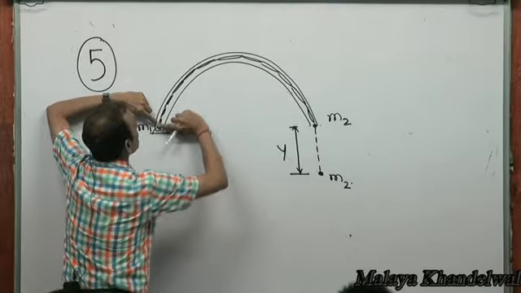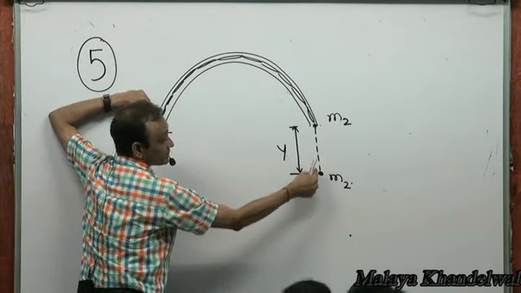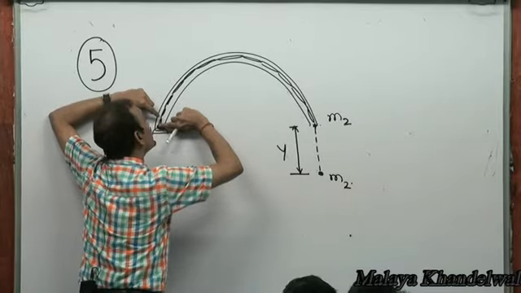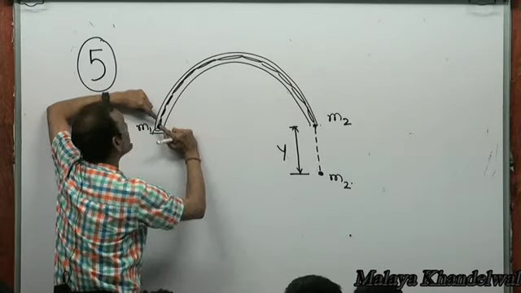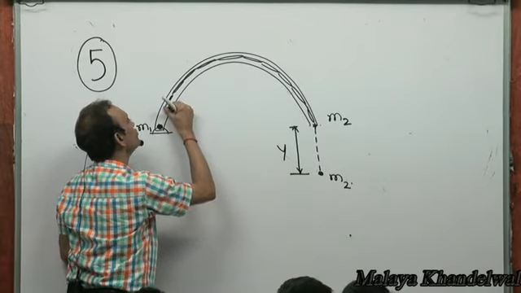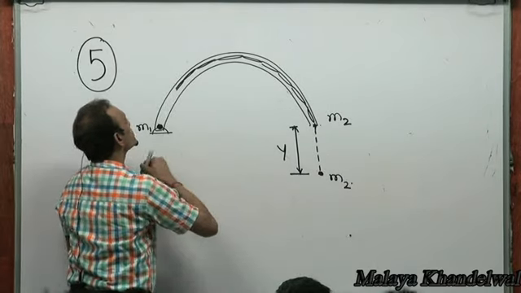By this time, m1, see the string length must be managed by this string length here, right? So while m2 would have gone down by an amount y, this would have covered a circular arc y, right? So m1 must have moved to this position, covering an arc length y. Yes or no? Constancy of string length?